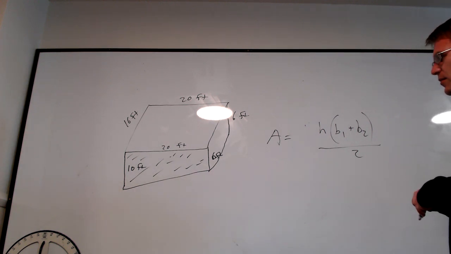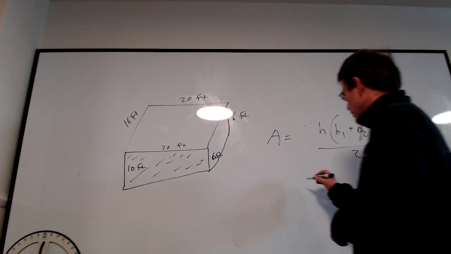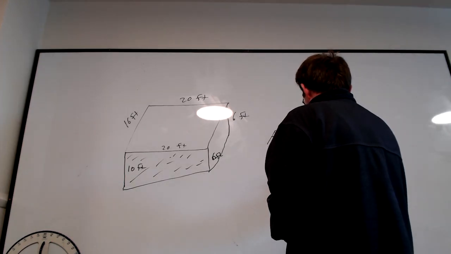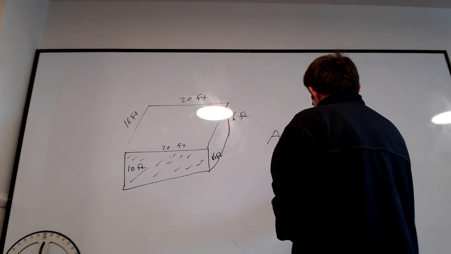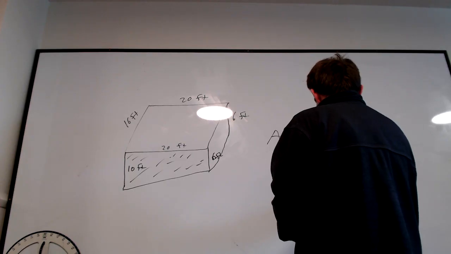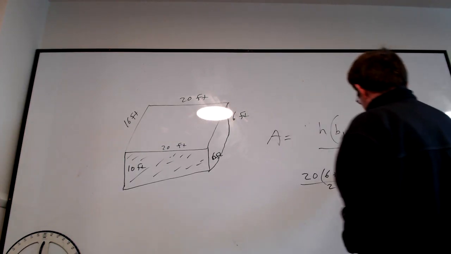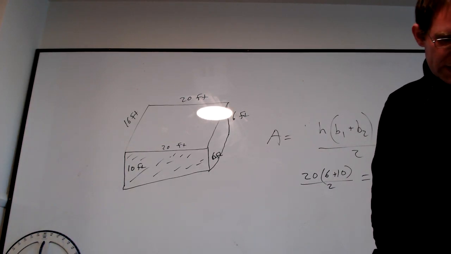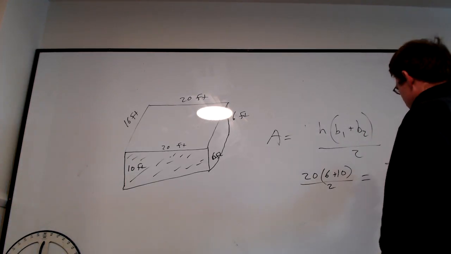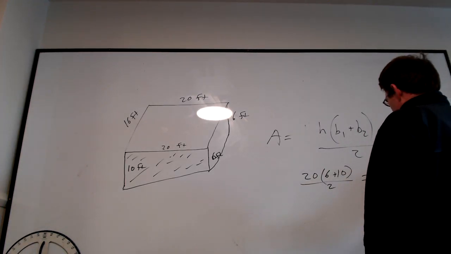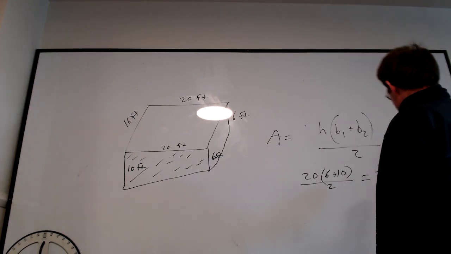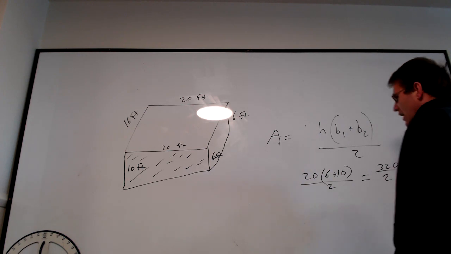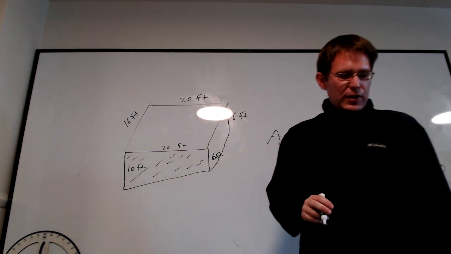Okay. So it's going to equal 20 times 6 plus 10 divided by 2. So that's 20 times 16, which would be what, 320? Yeah, 320 over 2, which equals 160. Yep, 160. Right, we're not quite to that point yet.